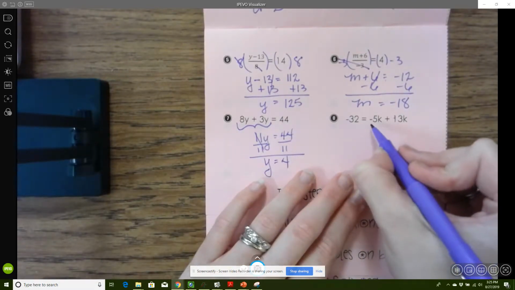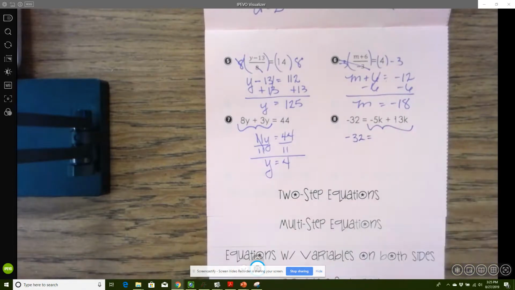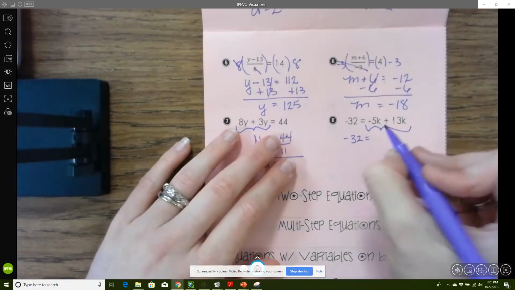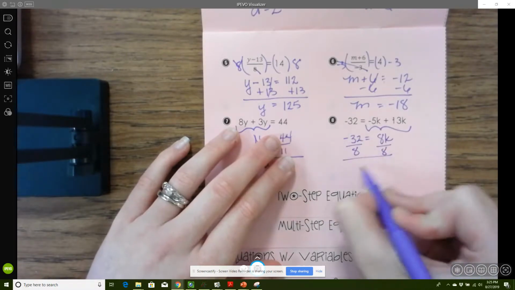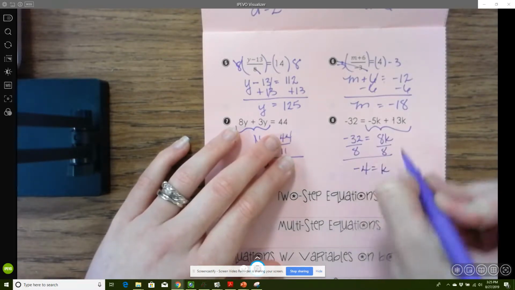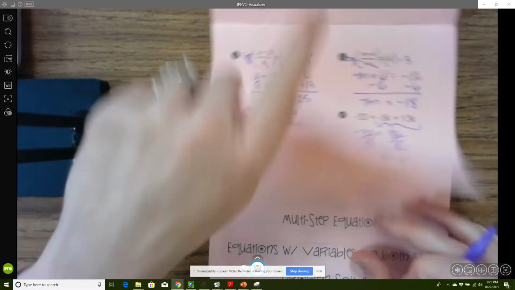Same thing here. We've got like terms that we need to combine. So 13 and a -5 gives me an 8. And then I can divide by 8. So that's it for two-step equations.